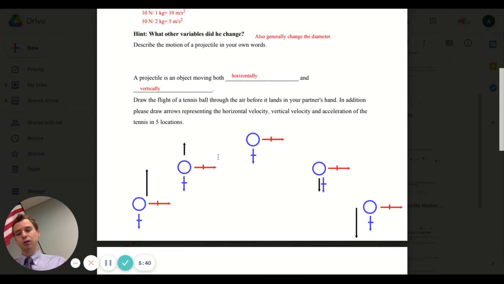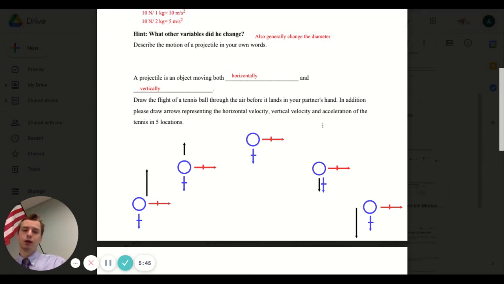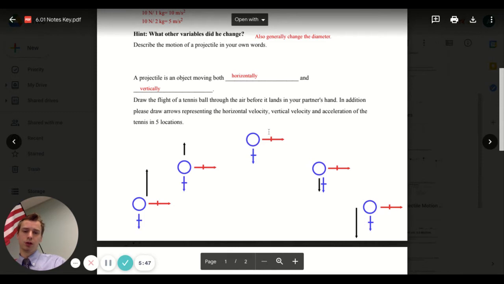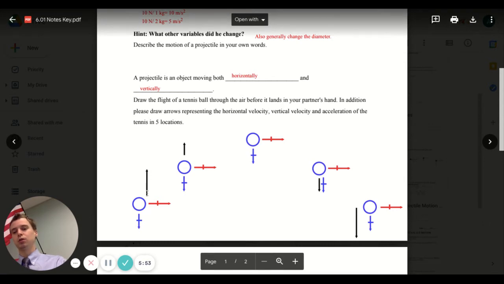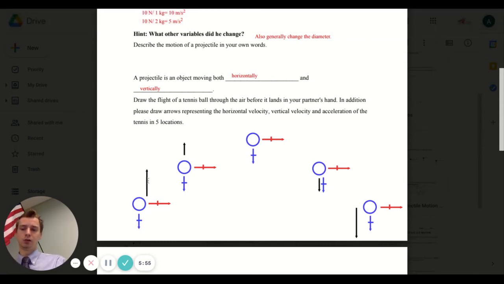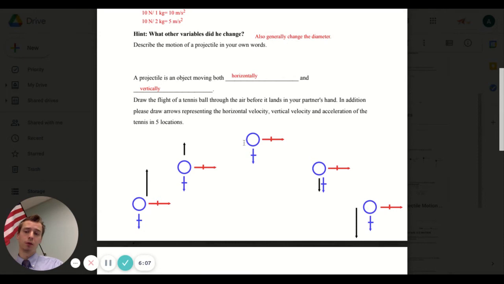So my red arrows are obviously my horizontal or left and right velocity, and notice that those are going to stay the same. It's going to go the same horizontal distance each time. My black arrows are my vertical velocity vectors, and it decreases at first, comes to a stop, and then increases on the way down. Right, similar to how Wile E. Coyote was decreasing in speed as he went up, and then increasing in speed as he went down.